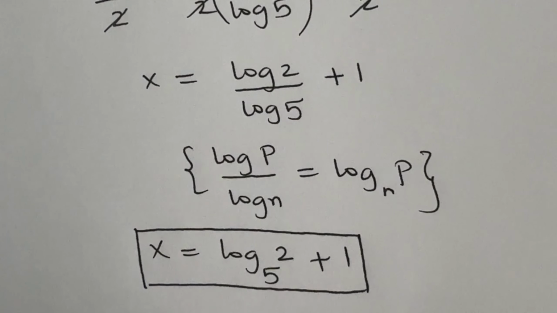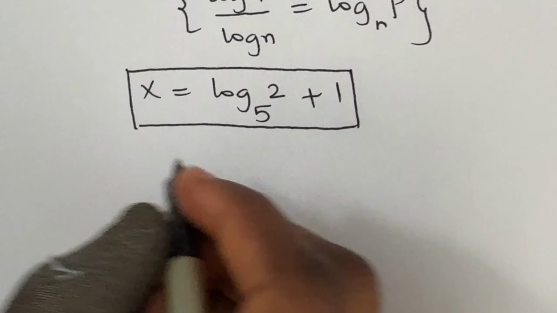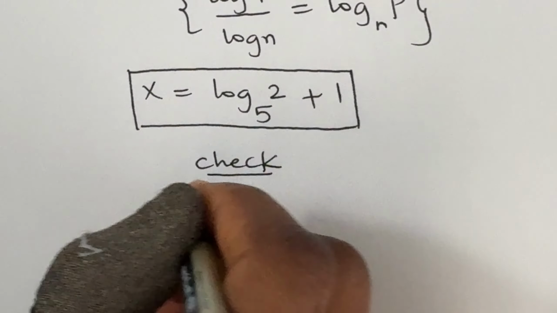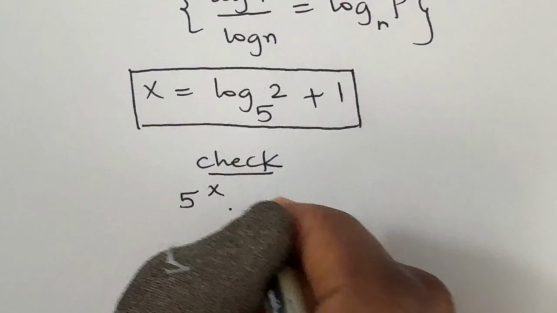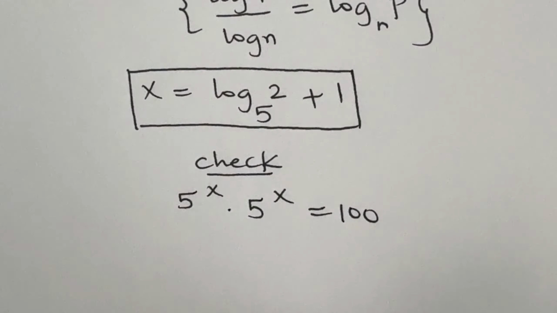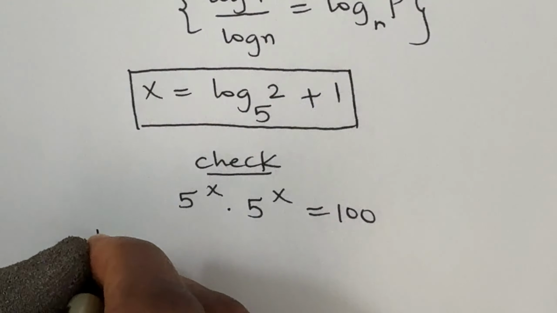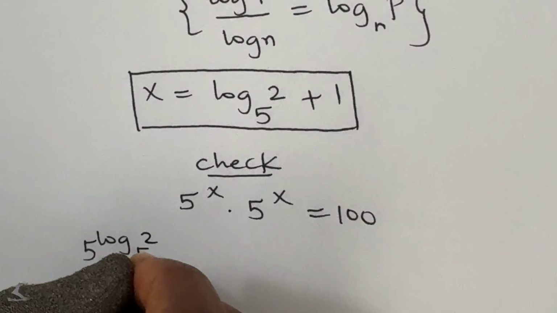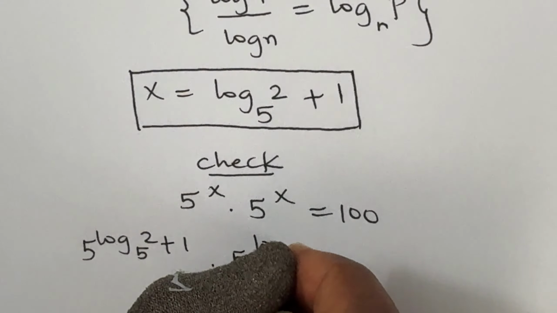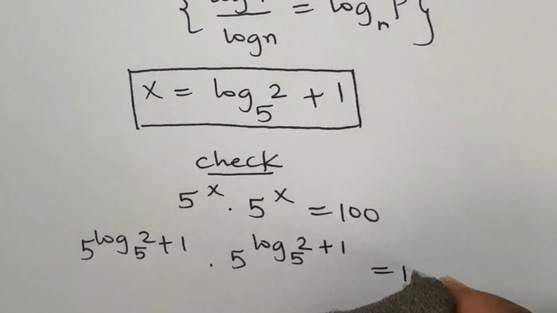We can do a quick check to confirm that this is correct by substituting this value into the given equation, which was 5 raised to power x times 5 raised to power x is equal to 100. So this is going to be 5 raised to power log 2 base 5 plus 1 times 5 raised to power log 2 base 5 plus 1 is equal to 100.